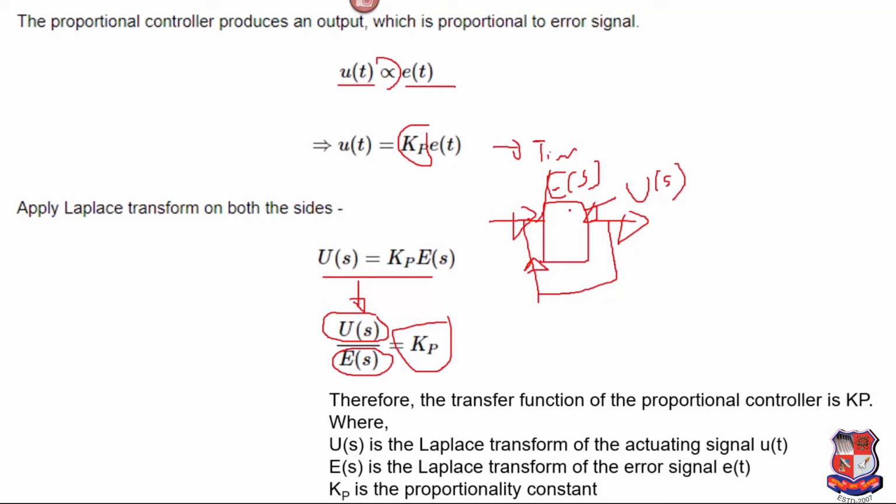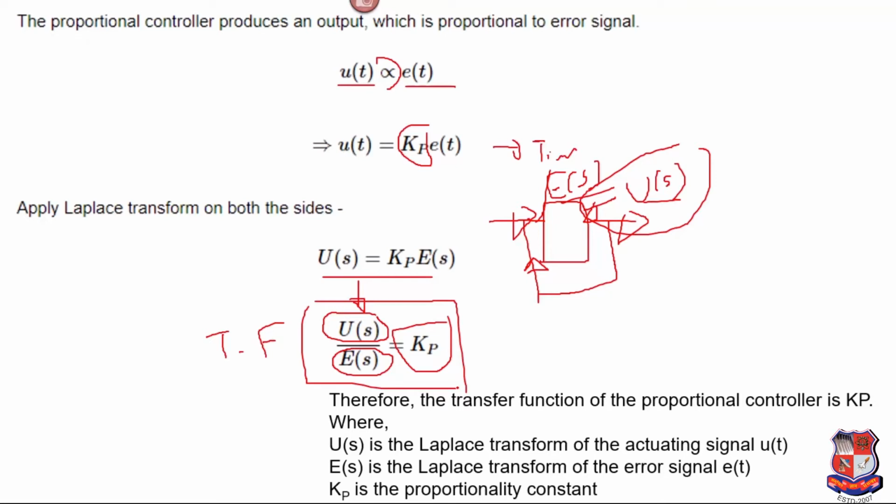Now in this system we have the error signal as an input, and US is in the form of output. So ultimately how can the transfer function be written? This one is my transfer function: output over input, US divided by ES is equal to KP. So from these equations we can draw the block diagram.